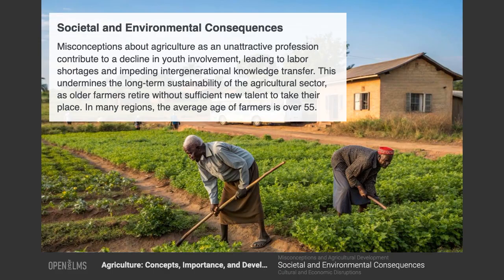Societal and environmental consequences. Misconceptions about agriculture as an unattractive profession contribute to a decline in youth involvement, leading to labor shortages and impeding intergenerational knowledge transfer. This undermines the long-term sustainability of the agricultural sector as older farmers retire without sufficient new talent to take their place. In many regions, the average age of farmers is over 55.